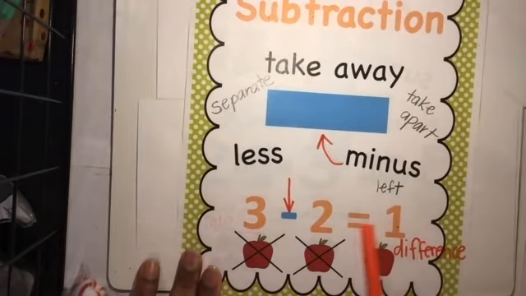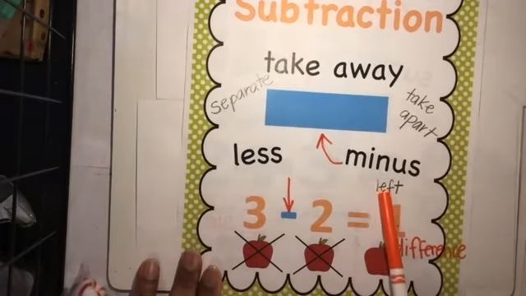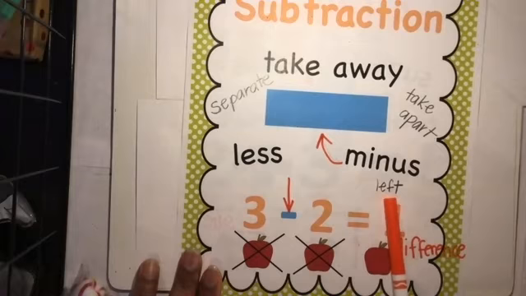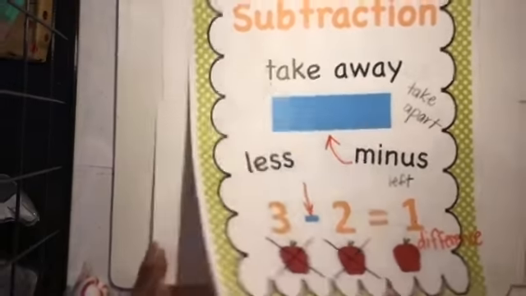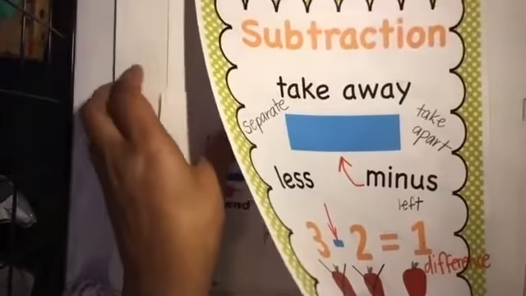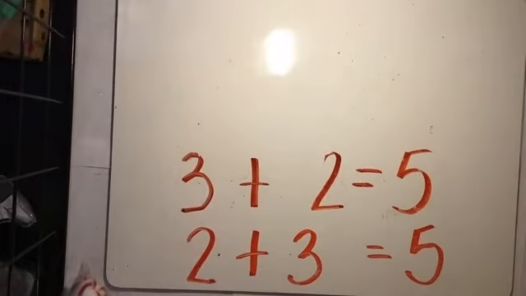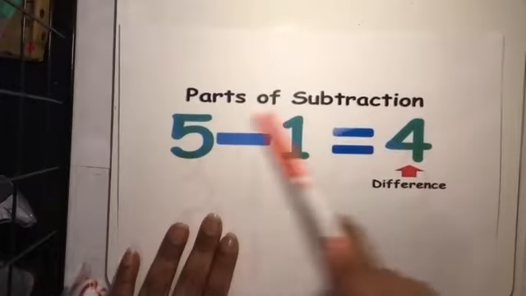How many do we have left? So you see me write that word left. How many do we have left? So I have 1 apple left. So in subtraction, it's a little bit different. So now I'm going to use the subtraction sentence to help me. I'm going to talk a little bit about the subtraction sentence.